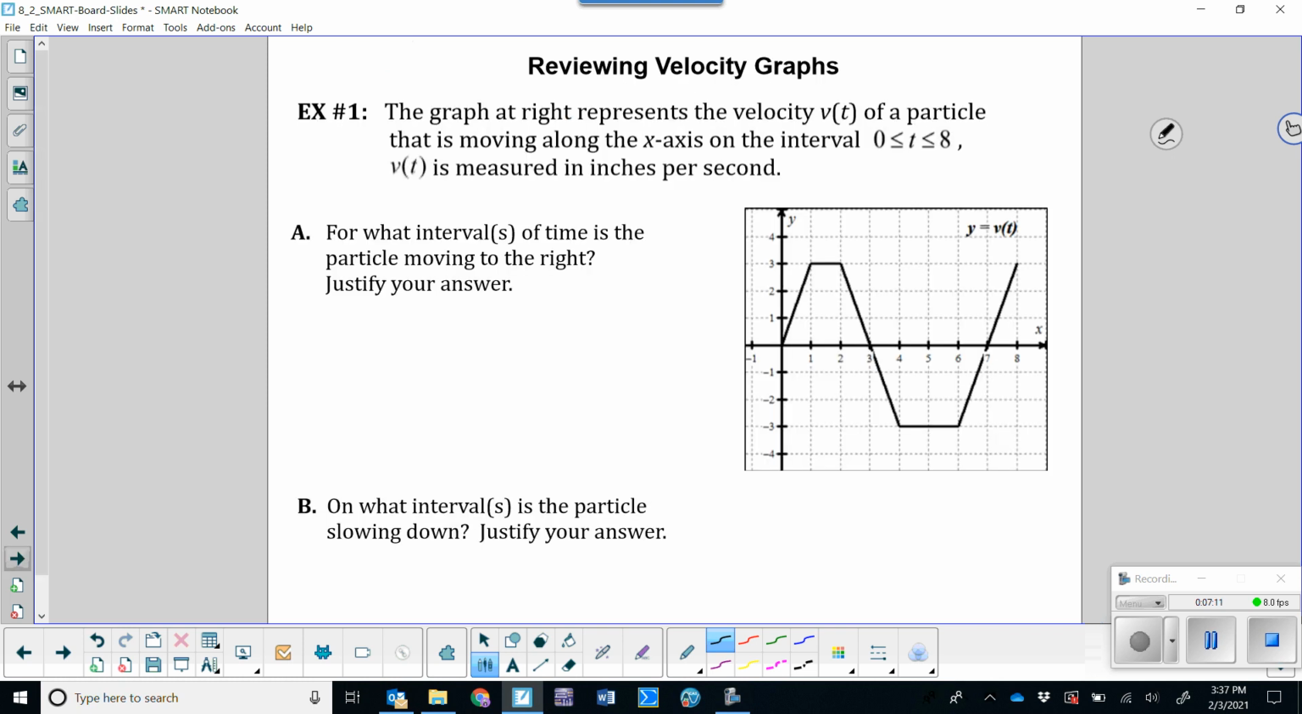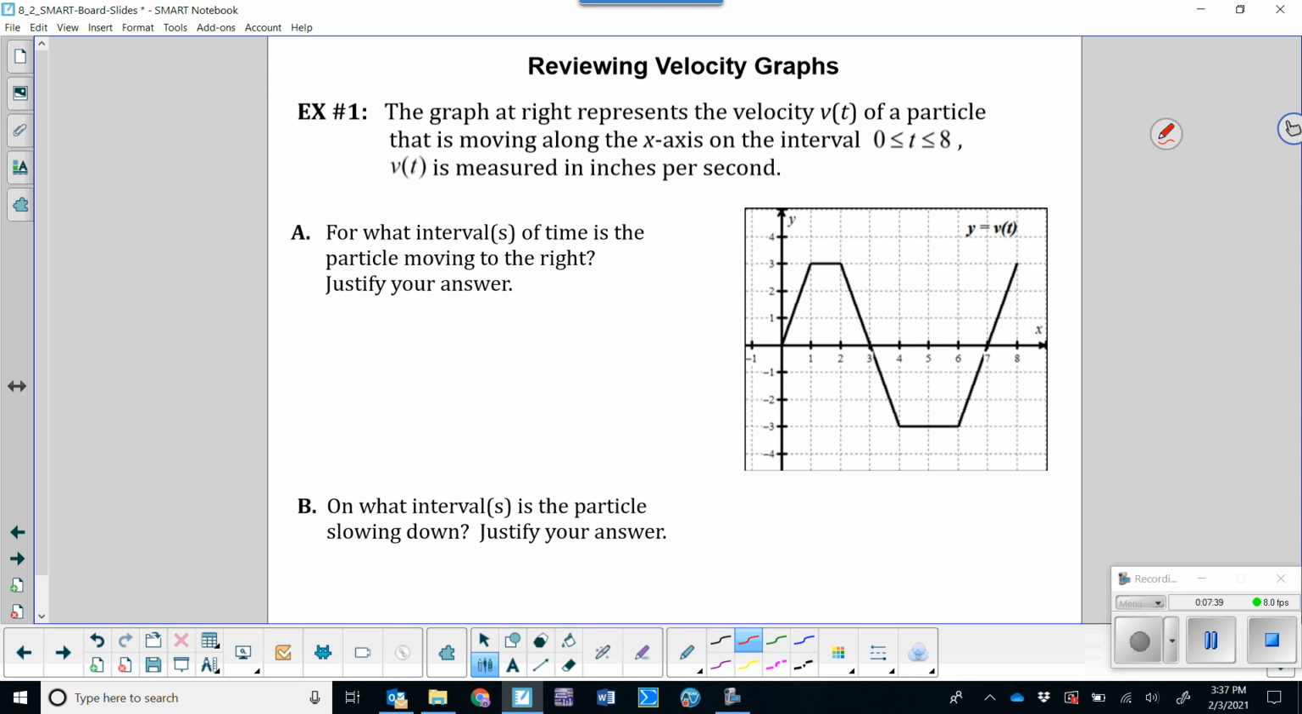Now, I'm going to go through this question fairly quickly because this is a review of the velocity graph. So you can certainly pause the video to think about things. I'm going to go through it kind of quick and talk about all the things that we're supposed to remember to say to justify it. And remember, you justify whether it says to or not. You always justify. So basically, we're just answering each question: give the interval, give the reason.